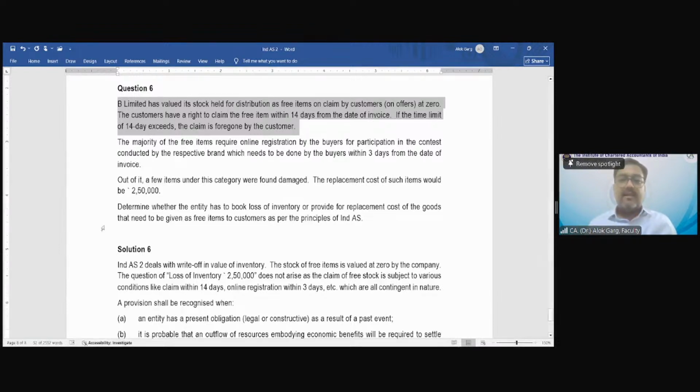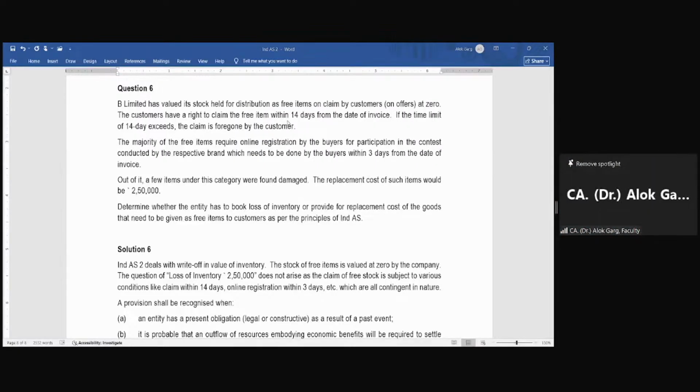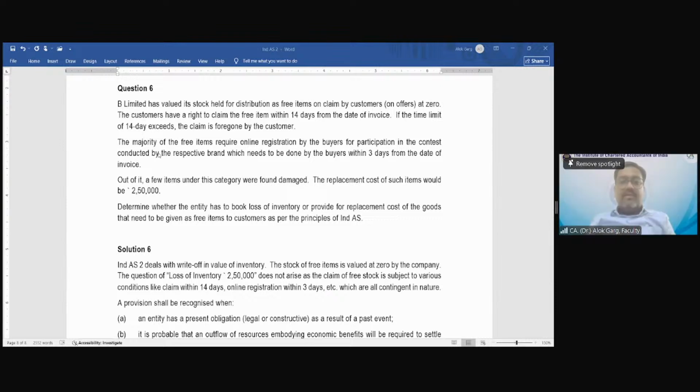The customer has a right to claim the free item within 14 days from the date of the invoice. If the time limit of the 14 days exceeds, the claim is foregone by the customer. The majority of the free items require online registration by the buyers for participation in the contest conducted by the respective brand, which needs to be done by the buyers within 3 days from the date of invoice.